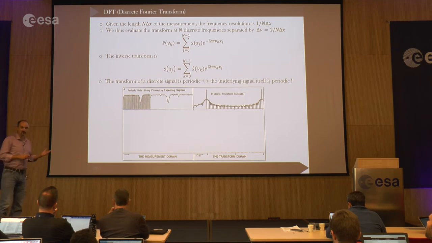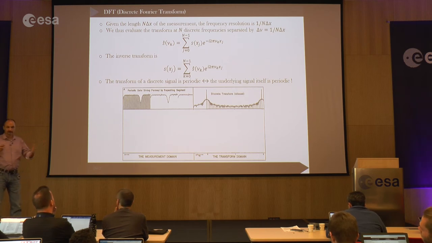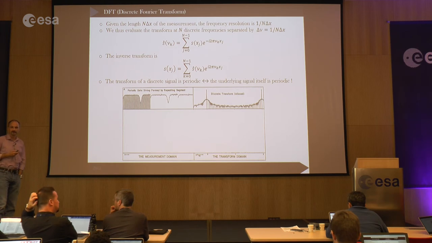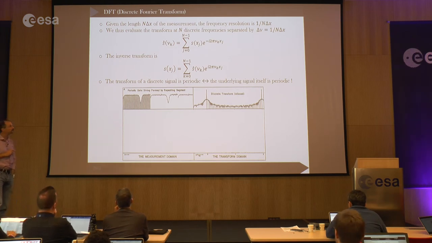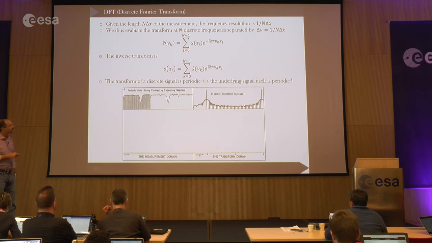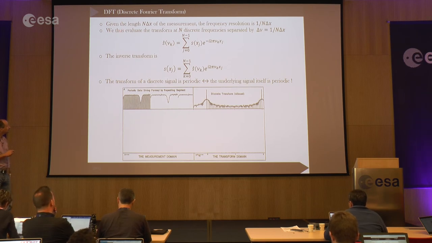And it's actually meaningful because since you have only N points in your data, you can show in information theory that it's only meaningful to compute N frequencies, or N over 2 frequencies. And we've seen that one way to see that is that the frequency resolution is 1 over N delta x. That's what we've just seen before. And thus, we evaluate the transform at these N discrete frequencies separated by 1 over N delta x. And that's the discrete Fourier transform.